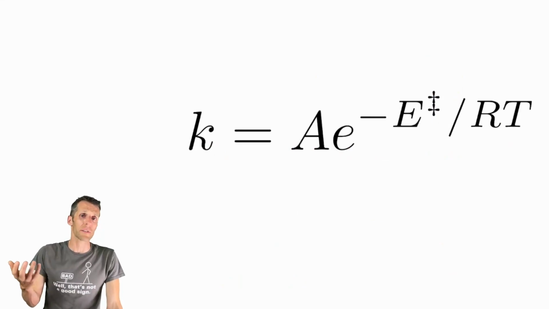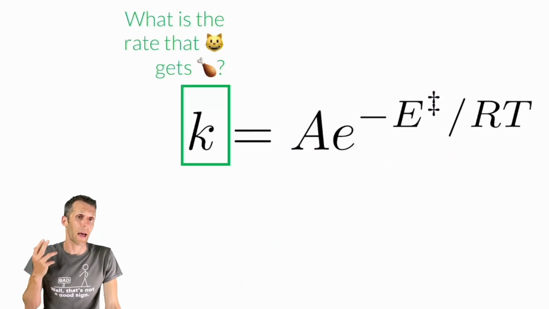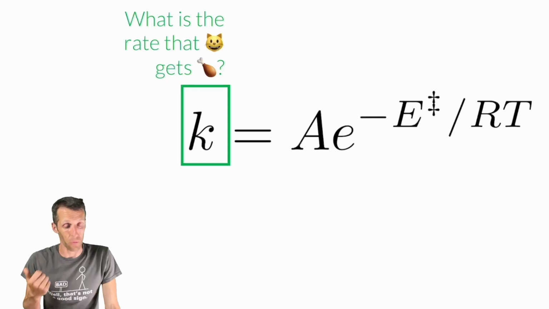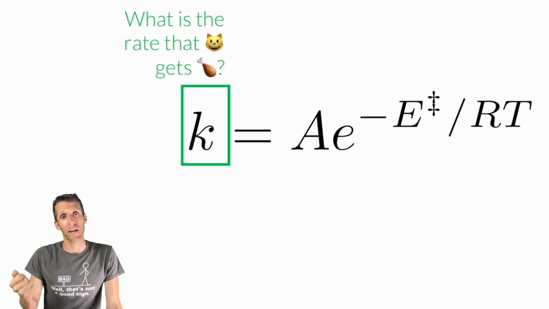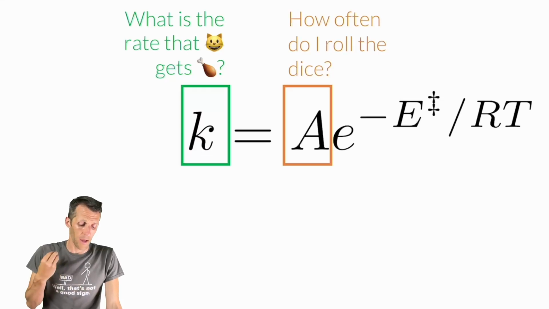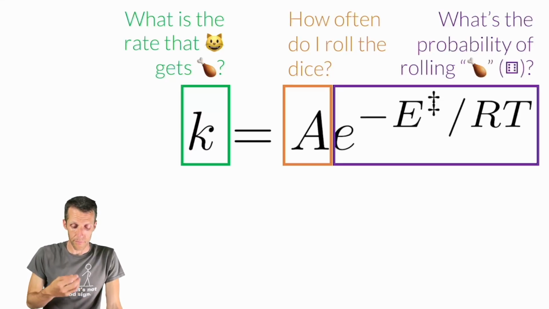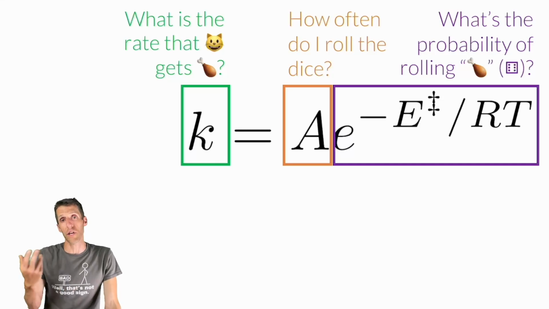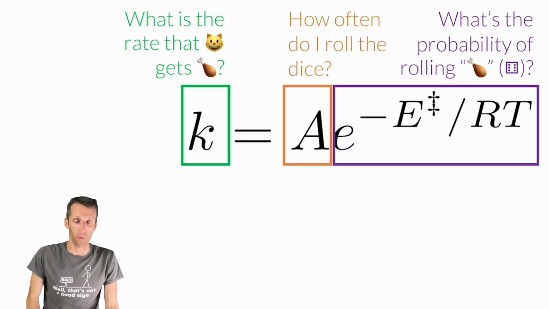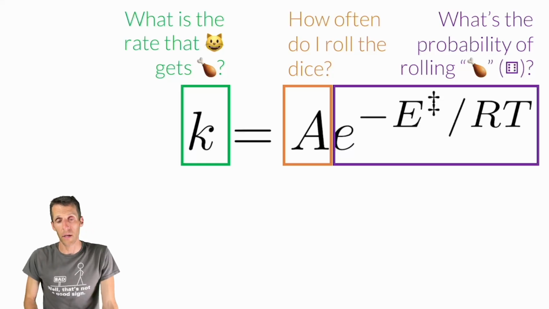Let's go back to our scary looking equation. It turns out that's all that this is doing. So what is the rate that the cat gets chicken? That is our rate constant. That says what is the intrinsic rate of this reaction. How often do I roll the dice? That's what the A prefactor is. And what's the probability of rolling a chicken? Well, that's this e to the minus Arrhenius energy over RT.